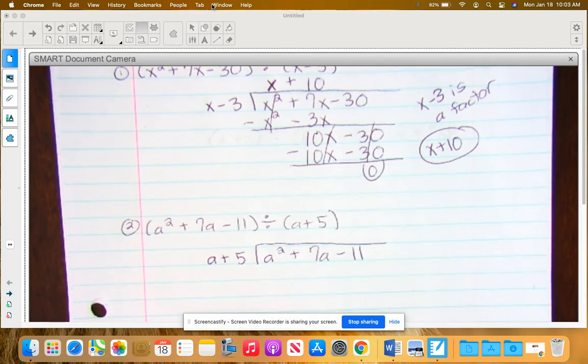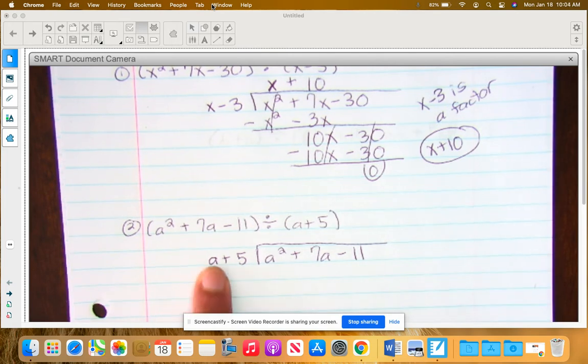But that's coming up in, if not the next example, it's the one after that. So I'll show you about what a placeholder is. Okay, let's get started. A times something gives me a squared. First term on the outside, first term on the inside. See what it takes to get there.